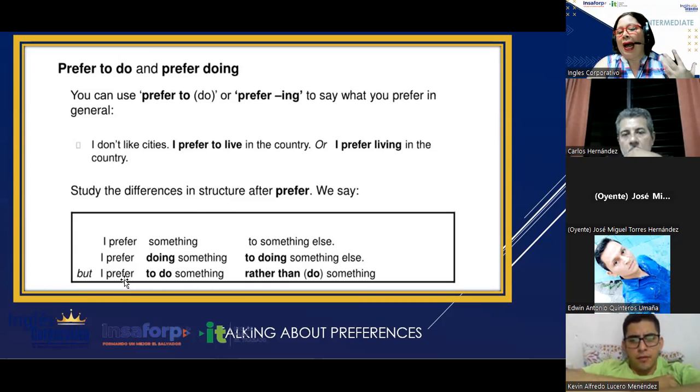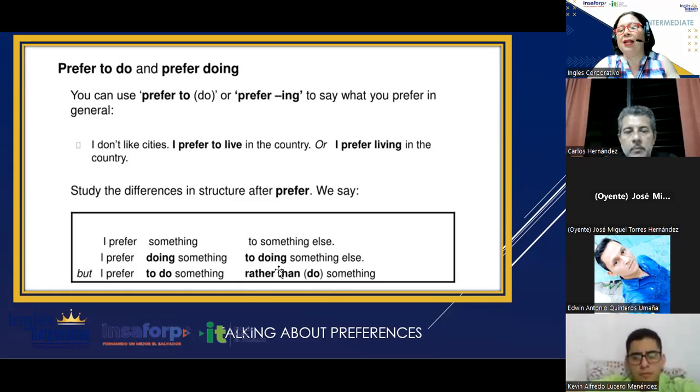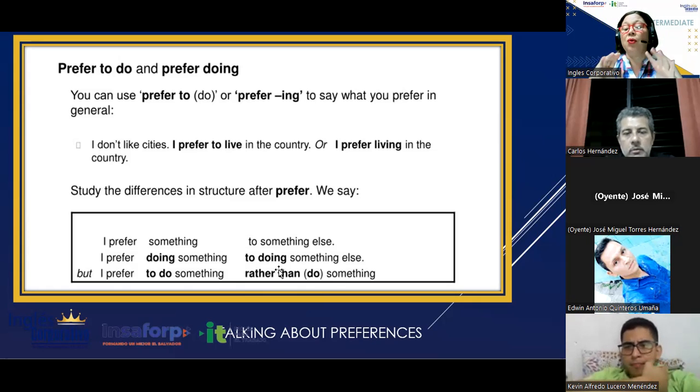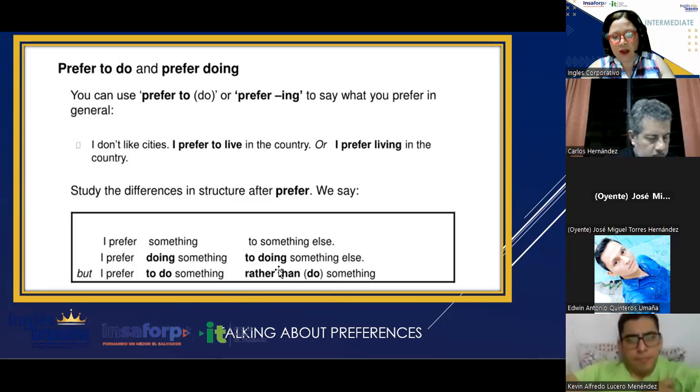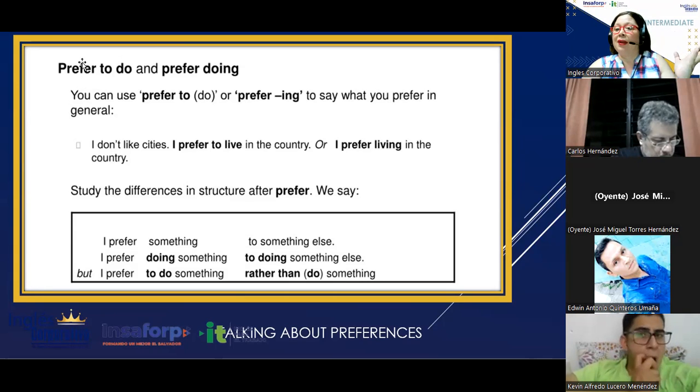Pero también, I prefer to do something rather than do something, okay? I can combine these things. But today, we're just studying the structures of would rather, okay? Would rather. And we can use this in the negative form, and also we can ask questions at the same time that we can answer these questions. This is what we are studying today. I'm just referring that you can express the same thing, okay, in a different way using the verb prefer, okay?